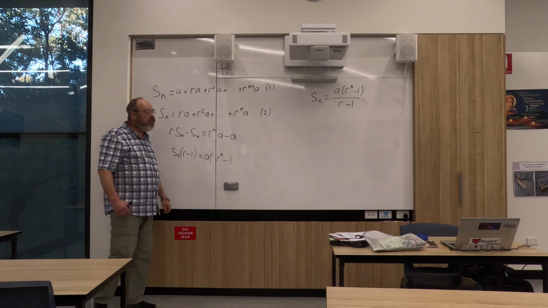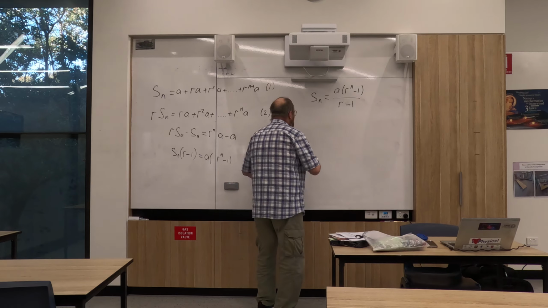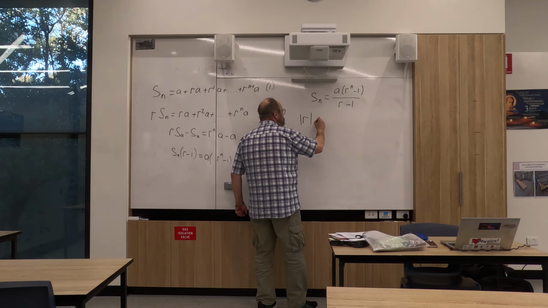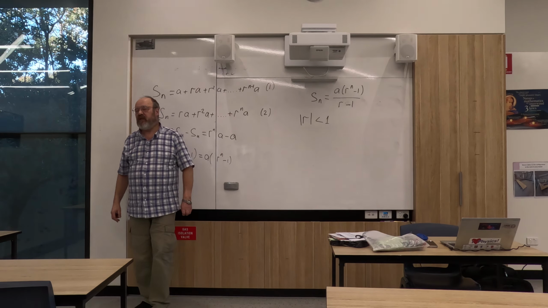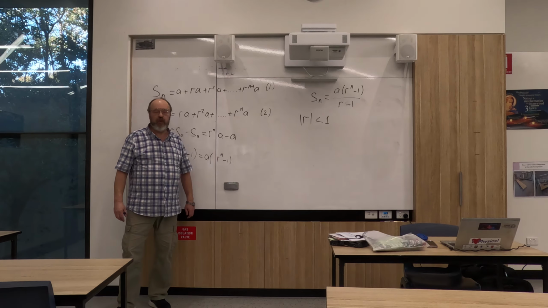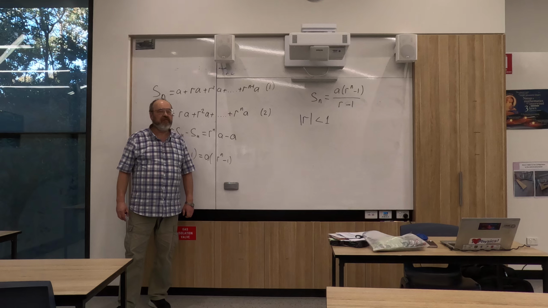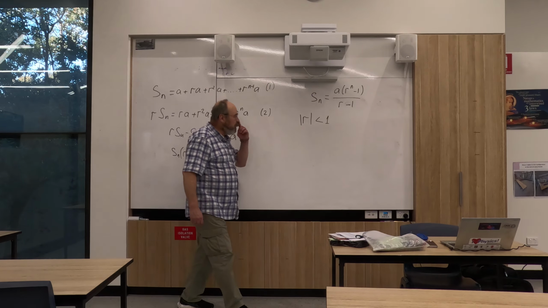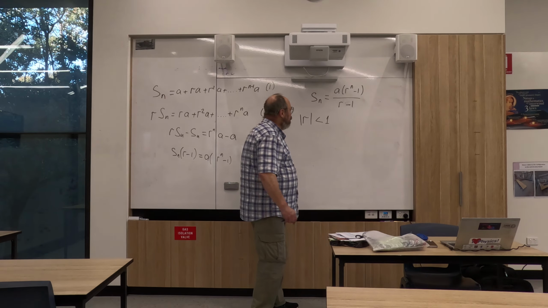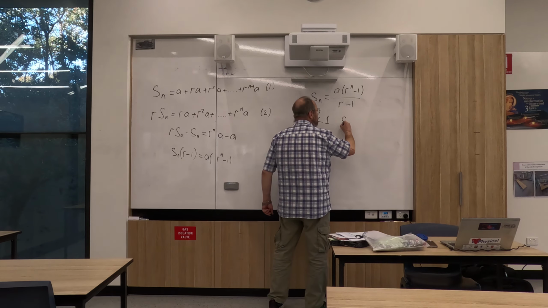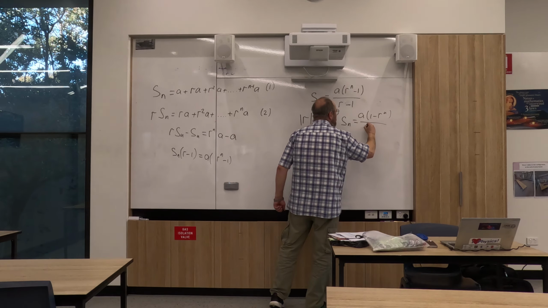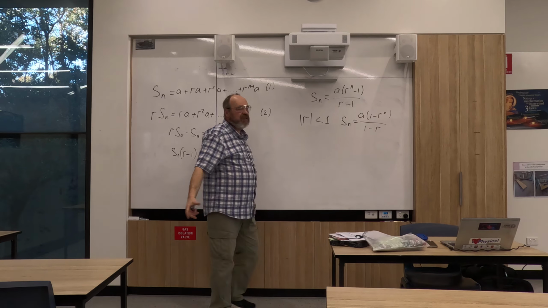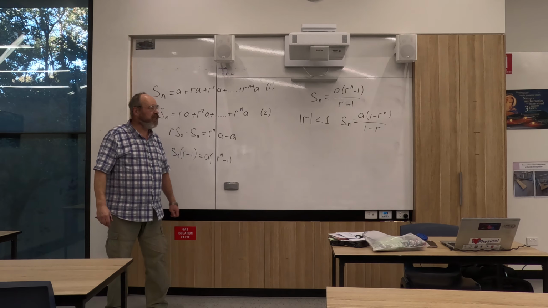Now, if the common ratio R has modulus less than 1, what can we say about that geometric sequence? It's decreasing. The next terms will be smaller, smaller, and smaller. So for such cases we use Sn equals A times (1 minus R to the power of n) over (1 minus R). We just change the sign in the numerator and denominator.